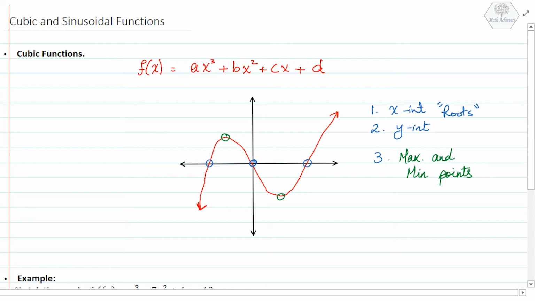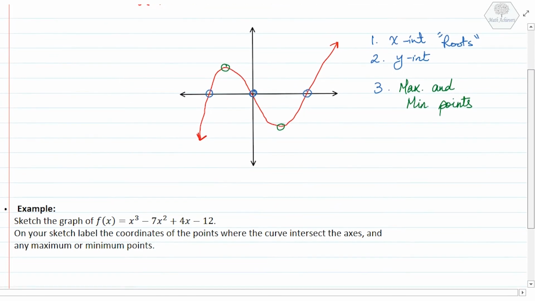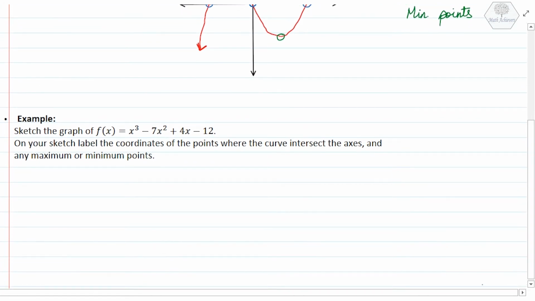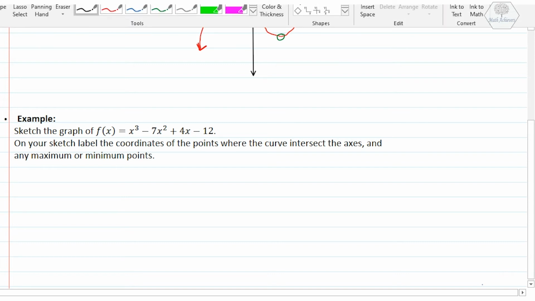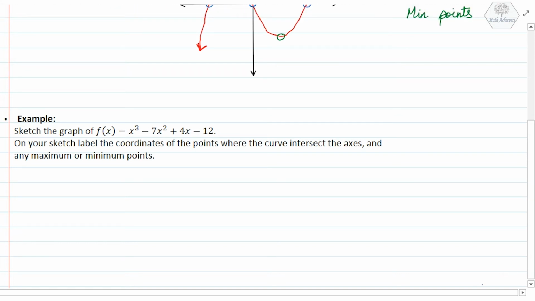Let's have an example now. Sketch the graph of f of x equals x cubed minus 7x squared plus 4x minus 12. On your sketch, label the coordinates of the points where the curve intersects the axes and any minimum or maximum points. To sketch, first let's draw our axes. And let's draw the y-axis.